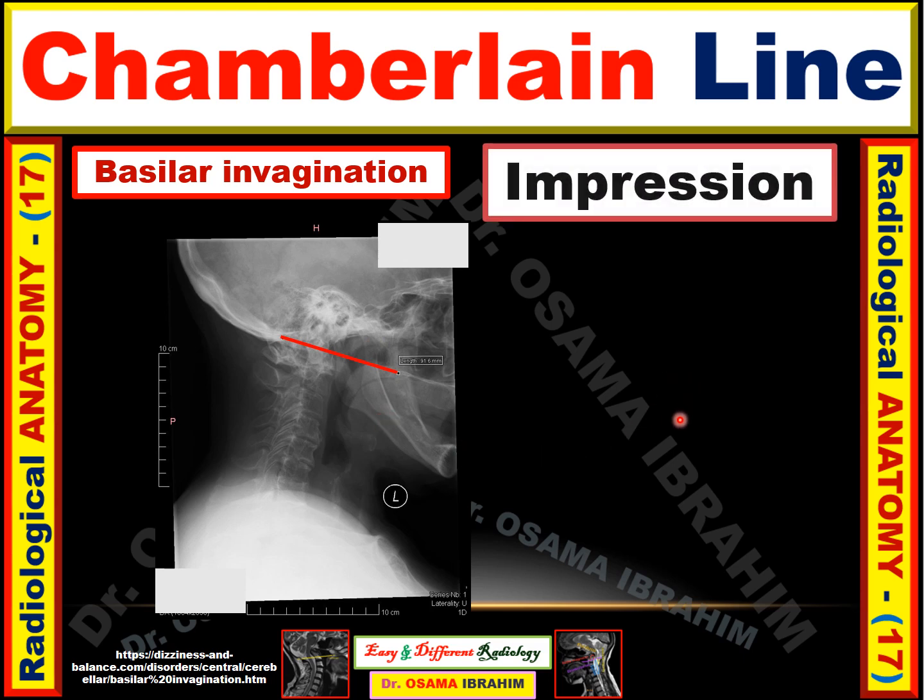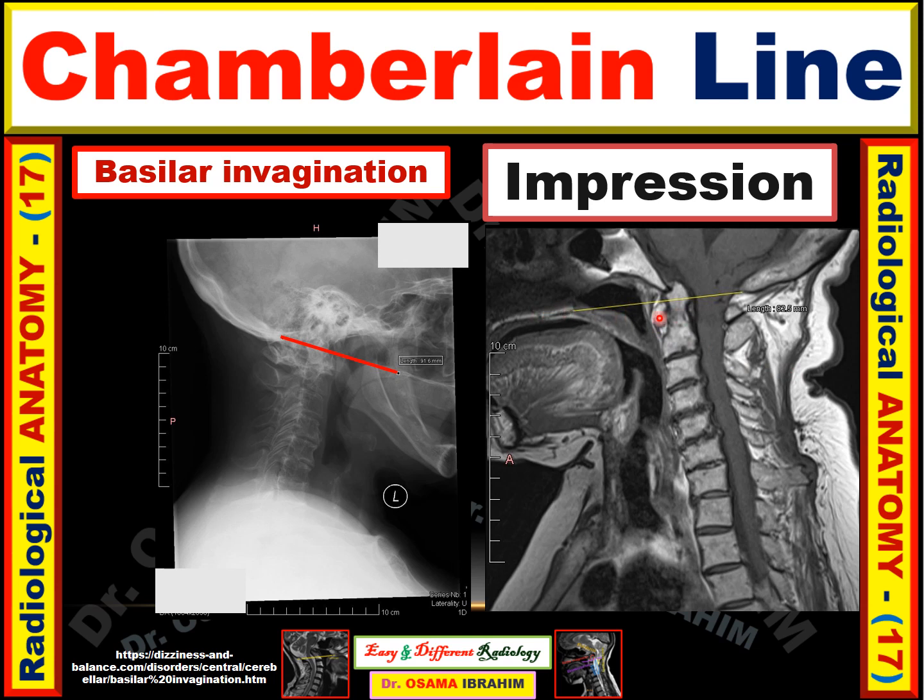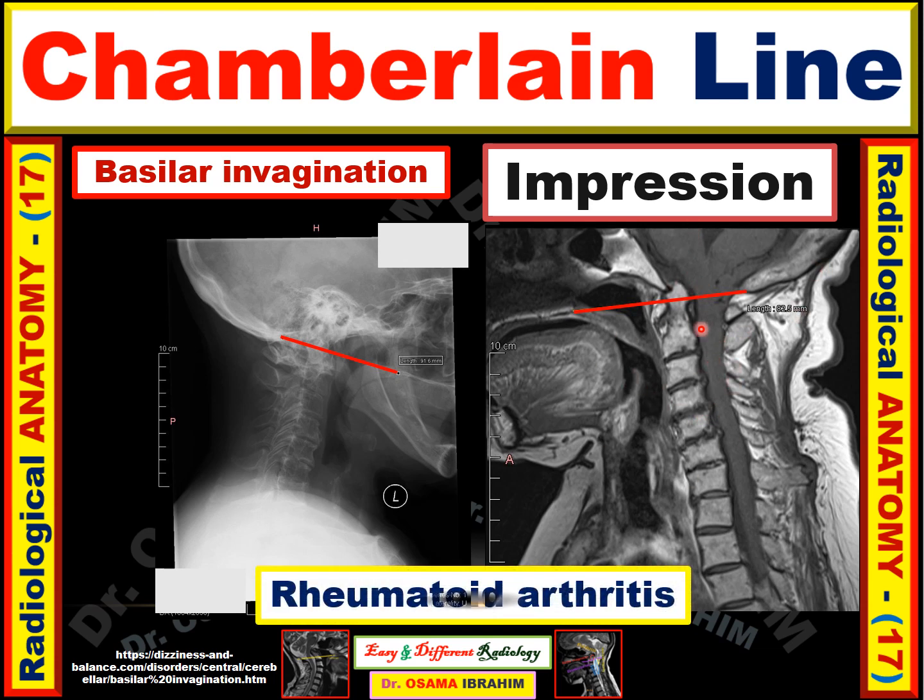MRI for the same patient shows abnormality of the dens, which also extends above the Chamberlain line, which extends from the posterior part of the hard palate to the opisthion, and we can also notice softening of the bone here. This softening of the bone can be considered an acquired cause for this basilar invagination, and if you consider it as bone softening and an acquired cause, you can describe it as a basilar impression rather than basilar invagination. So this is a case of basilar impression due to an acquired cause, and this cause was rheumatoid arthritis in that patient.